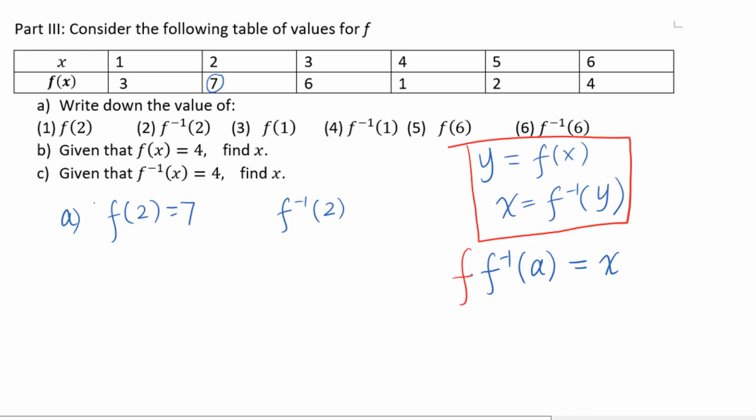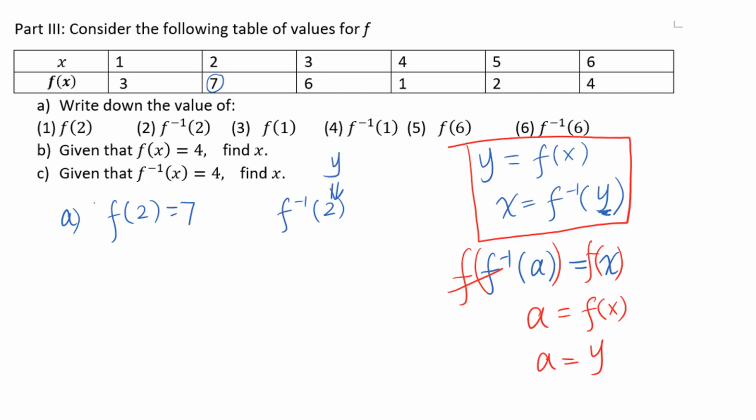Then we will do f of both sides. F of inverse of f will be cancelled. You will get a equals f of x. We do know f of x, that is y. So y equals a. So these two, that equals y. We are looking for x. Y equals 2. Then your x equals 5.